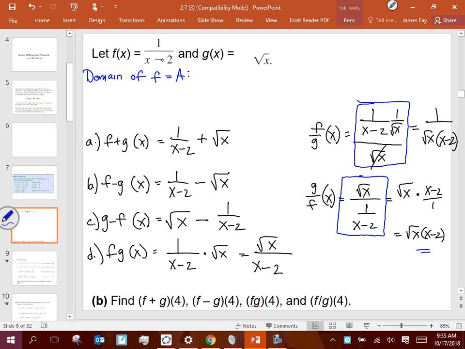Now, what is the domain of f? What values are we allowed to use for f of x? Everything but 2, right? Using x to be 2 would give me division by 0, right? That's a problem. So everything but 2. Written in interval notation, that's negative infinity up to 2, union 2 to positive infinity, right?